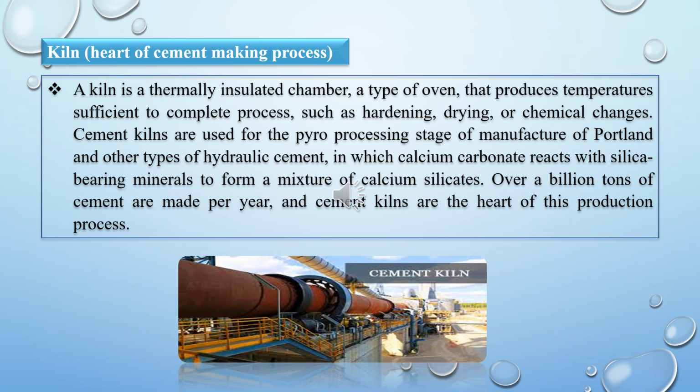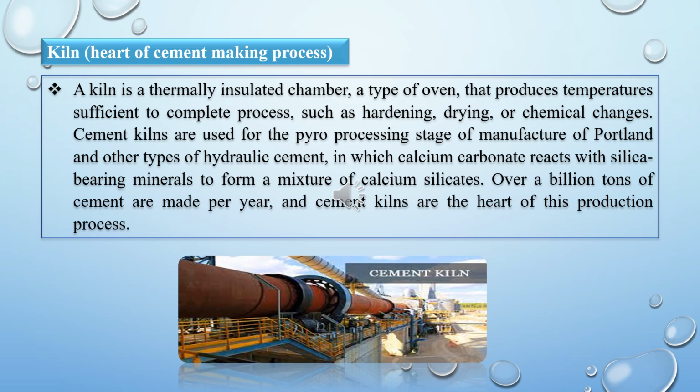Cement kilns are used for the pyroprocessing stages of Portland cement and many other cements. In that kiln, there are different reactions which we are going to discuss. Calcium carbonate reacts with the silica bearing minerals to form the mixture of calcium silicates. Students, over 1 billion tons of cement are made by this process. So that's why the kiln is known as the heart of the cement production process.